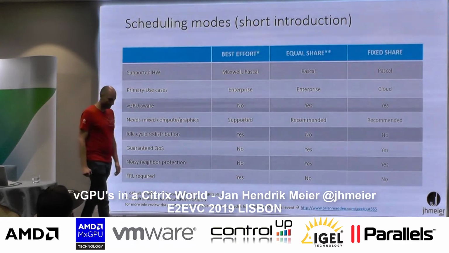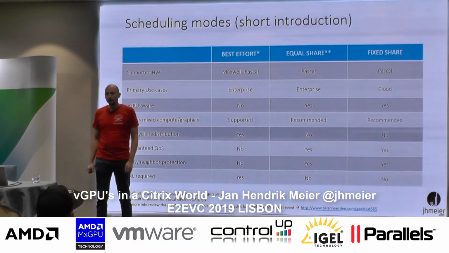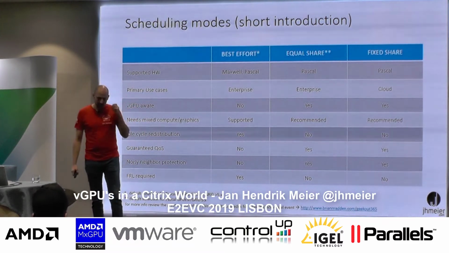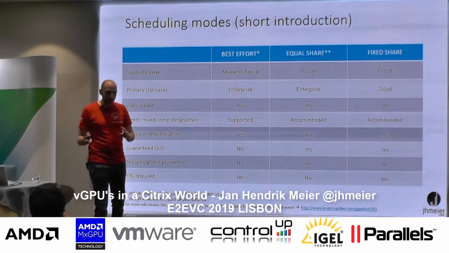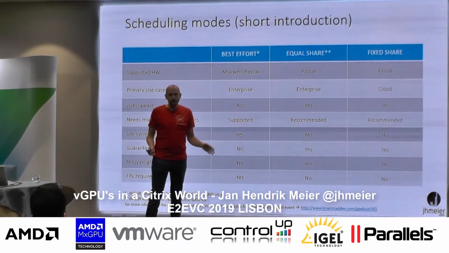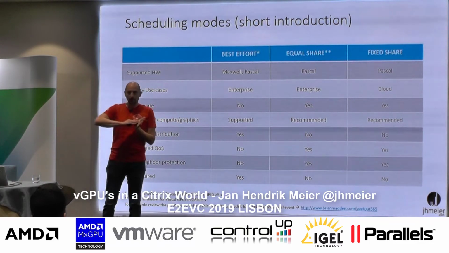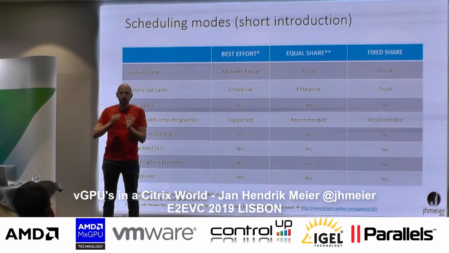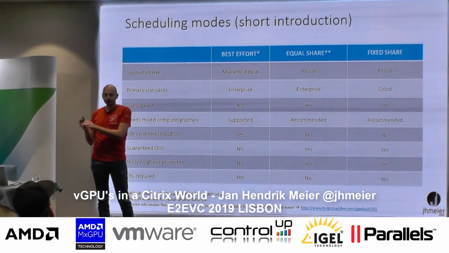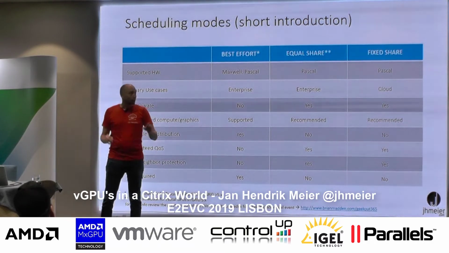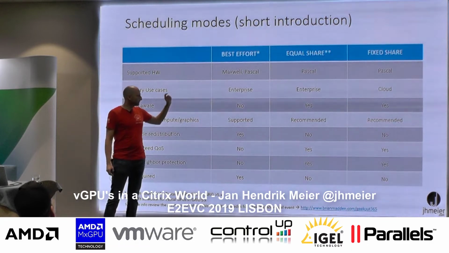There's another point. Who has heard about scheduling modes for NVIDIA cards? Only a few. NVIDIA also changed scheduling modes in between. With Maxwell, you had no choice: you had to use best effort. Best effort means a VM requests a GPU cycle and gets it. So if a VM is really noisy, it gets a lot of GPU cycles and other VMs are affected, so performance might drop. This might be a bad idea, but it was the only one available in Maxwell.